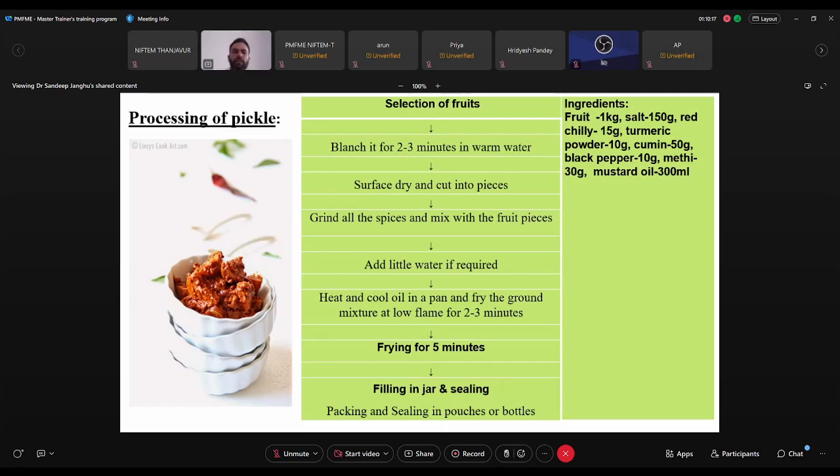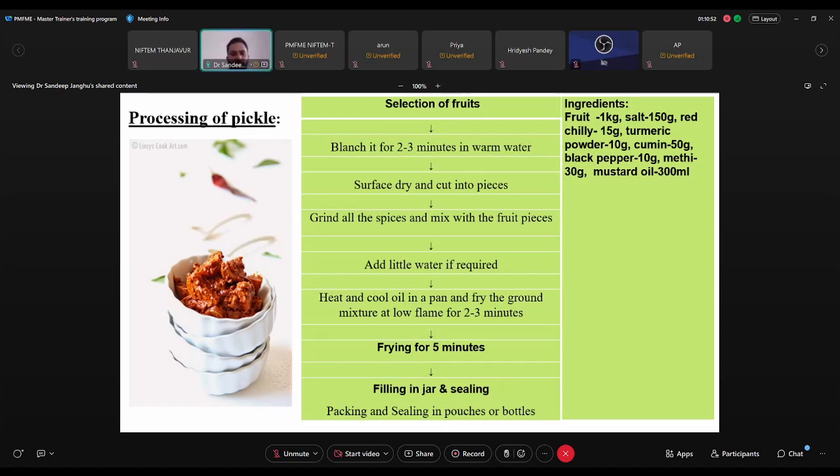After surface drying, we cut or chop the fruit pieces, or if you are making pickle paste, then you can grind it. Otherwise, you can use the chopped pieces, mixing them with the spices mentioned in the recipe. We can add a little water sometimes if required, but in the majority of cases we avoid adding water. Then take hot oil and fry it for 2 to 3 minutes.